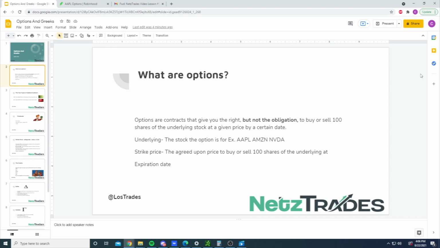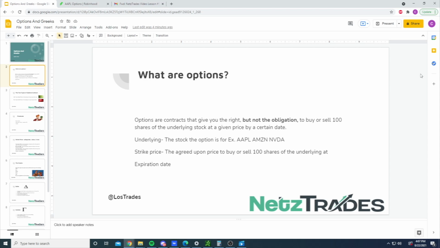So here we have a few key terms when talking about options that I wanted to go over so you understand moving forward. You have the underlying. The underlying is the stock that the option is actually for. So if you buy options for Apple, options for Amazon, options for Nvidia, those actual stocks are the underlying. However that moves affects the price of the options.